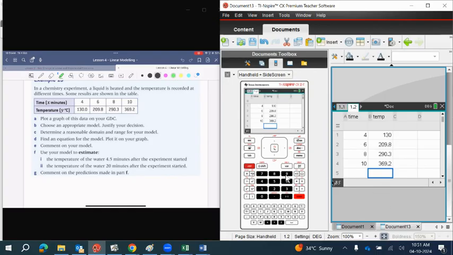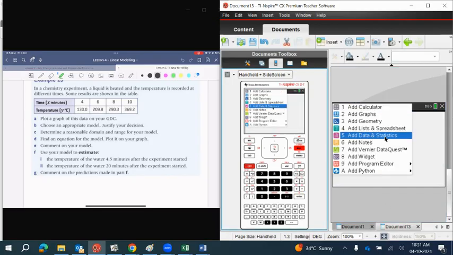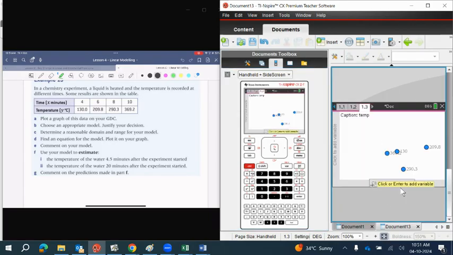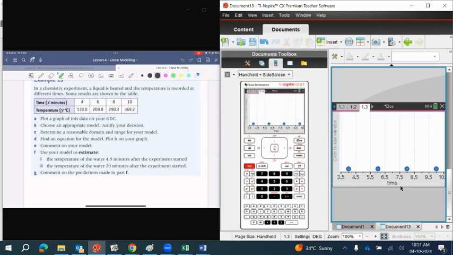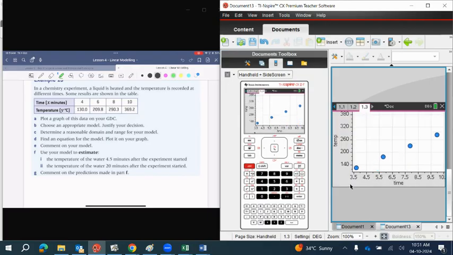Once we've typed it in, it asks us to plot it on our calculator. The easiest way to make a quick plot is to press Control, Add Page, then choose number 5, Add Data and Statistics. Then we click on the bottom and choose which one is going to be our x-axis. That's going to be time. Time is always the x-axis. And then temperature. And we see a quick plot. When we look at this plot, we can see everything is going up in a straight line. We can see this is a linear relationship.